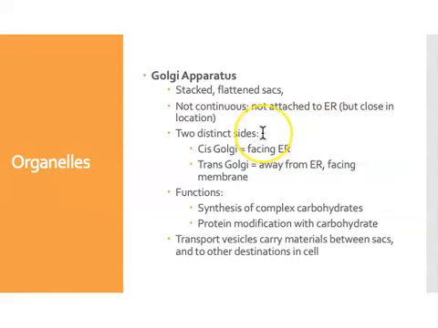Now, there are two distinct sides to the Golgi. In other words, we describe it based on its location in the cell. There's what we call the cis Golgi. That's the side of the Golgi apparatus that faces the ER. The opposite side is called the trans Golgi, and that's the side that faces away from the ER toward the cell membrane or the plasma membrane.